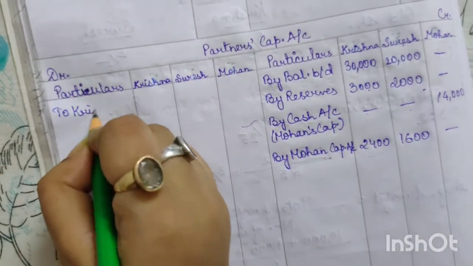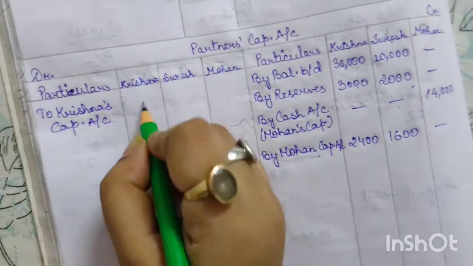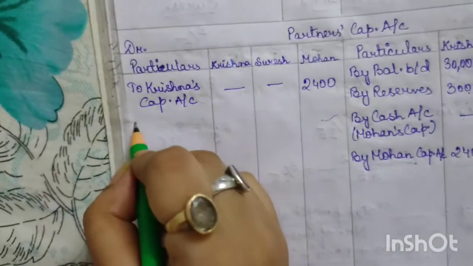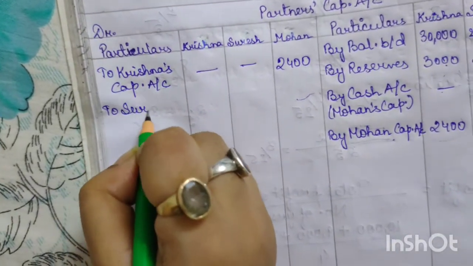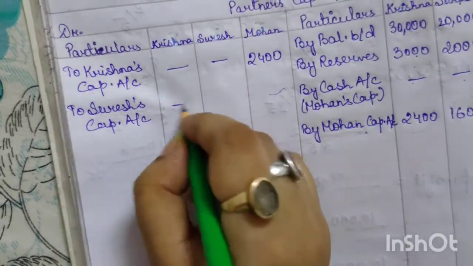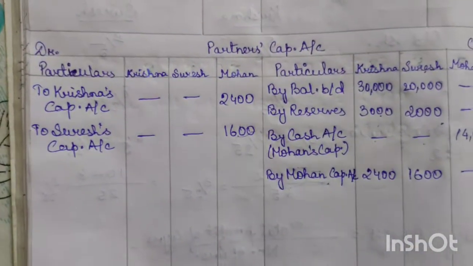So we will write here Krishna's capital account, but the amount will go from Mohan's account, that is 2,400, again to Suresh's capital account, but the amount will go from Mohan again, so it will be 1,600. Okay, now the adjustment for goodwill is done.